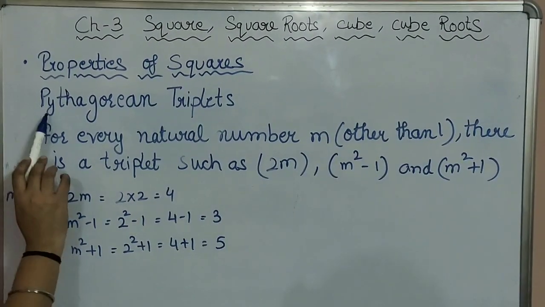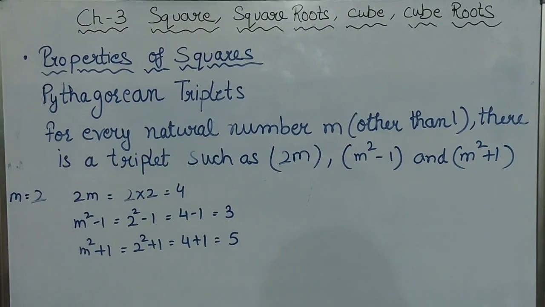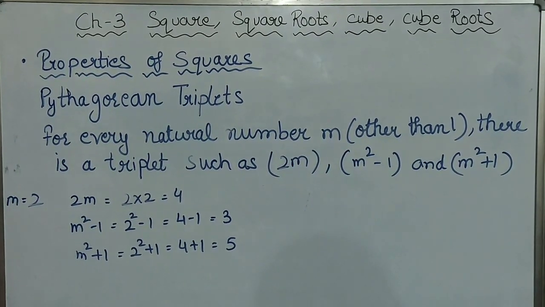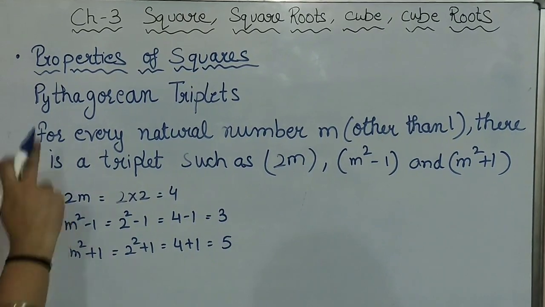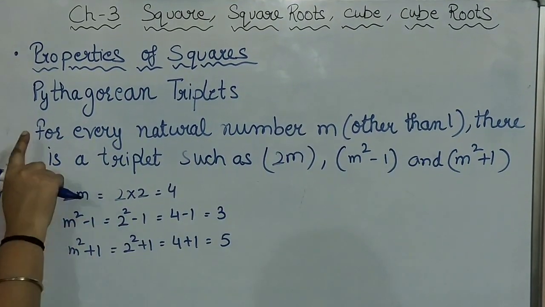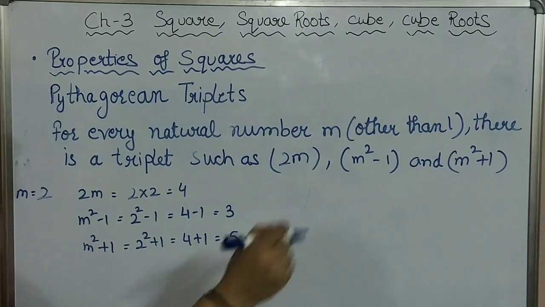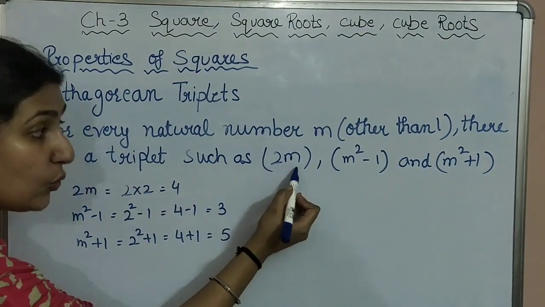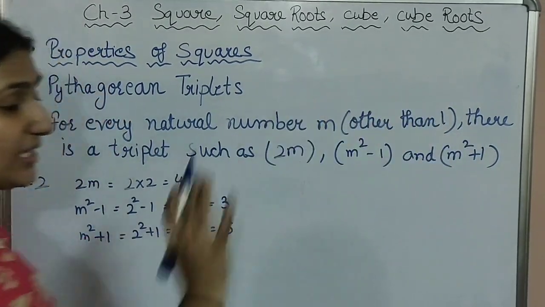Okay students, now we have to understand the term Pythagorean triplets. What do we understand by Pythagorean triplets? Pythagorean triplets basically include 3 numbers. When do we call them Pythagorean triplets? For every natural number m other than 1, there is a triplet such as 2m, m square minus 1 and m square plus 1.